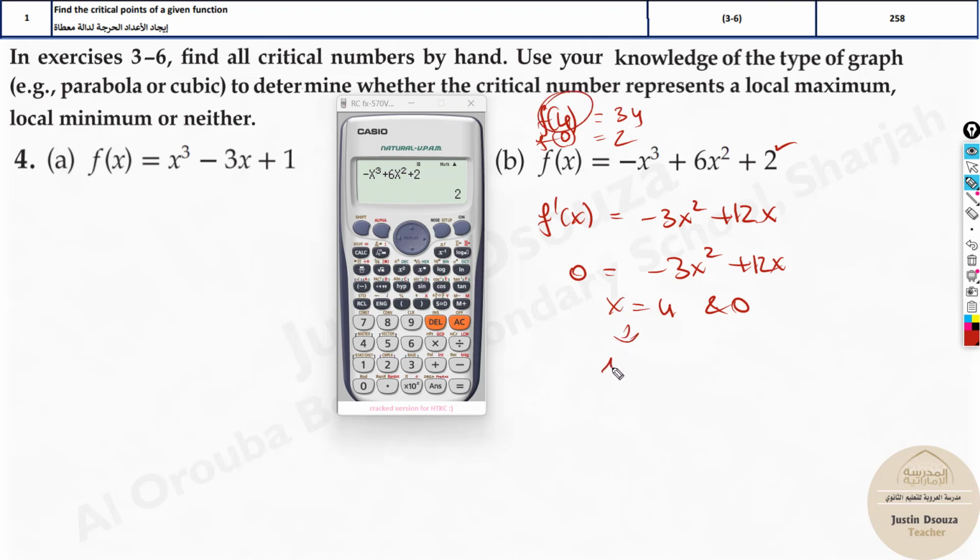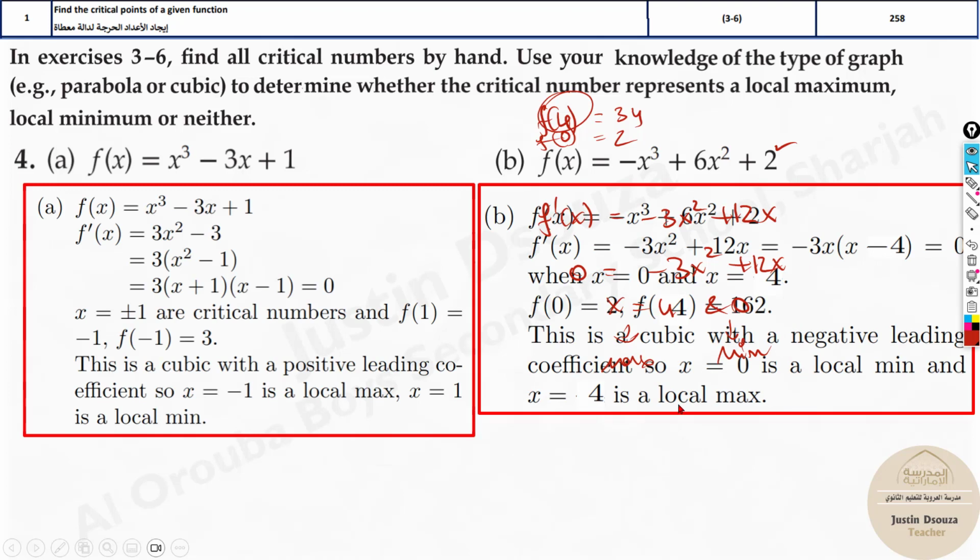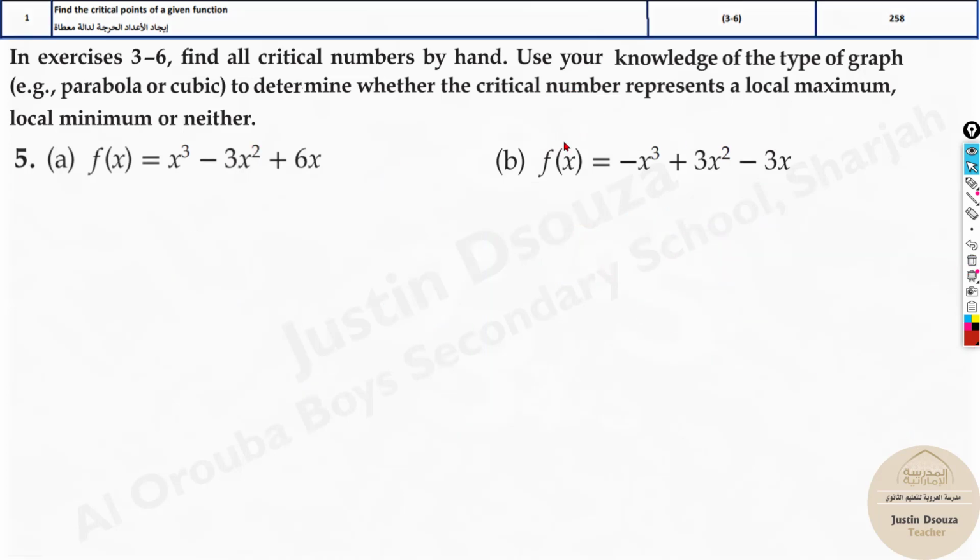This is the maximum point and 0 is the minimum point. So from this method we can easily tell which is maximum and minimum. You can see x is equal to 4 is a local maximum because it has a higher value, whereas 0 had a minimum value. You can try these problems by yourselves.